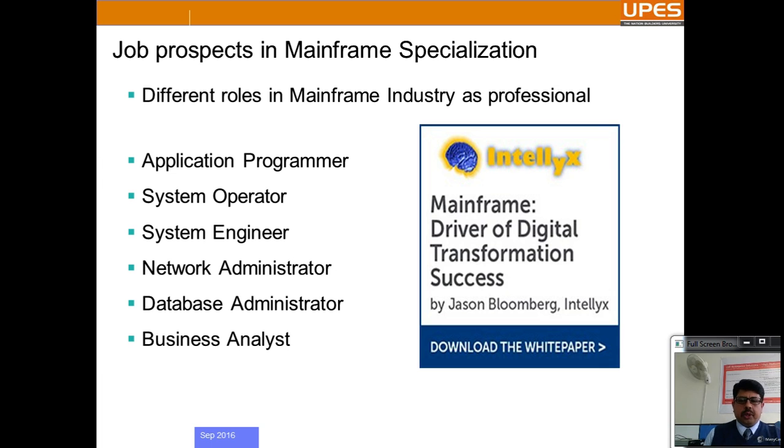So in that way, there are different roles inside the mainframe specialization itself. You can get the different flavor, and as per your interest, you can work inside the mainframe industry. I'm specifying, yes, mainframe: driver of digital transformation success. That is one of the white papers which specifies that people are going digital, and India's government is also now going for more digitization. So mainframe systems are basically providing those solutions, by which one can be assured that end users are, every time, in a position to get all those things.